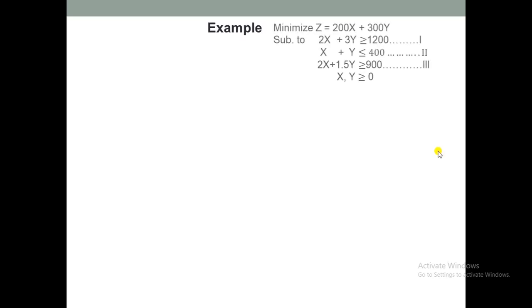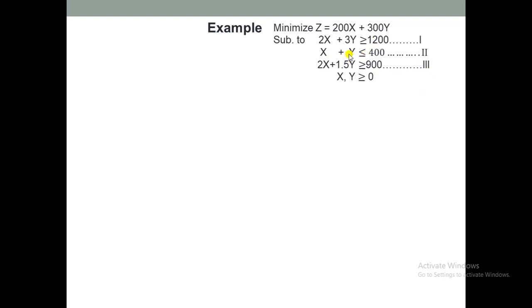Let's see one more example, one more different type. The problem is: minimize z equal to 200x plus 300y subject to 2x plus 3y greater than or equal to 1200. Second is x plus y less than or equal to 400. 2x plus 1.5y greater than or equal to 900, that is constraint number 3, and x, y greater than or equal to 0. So here also we have different types of constraints, lesser than and greater than.